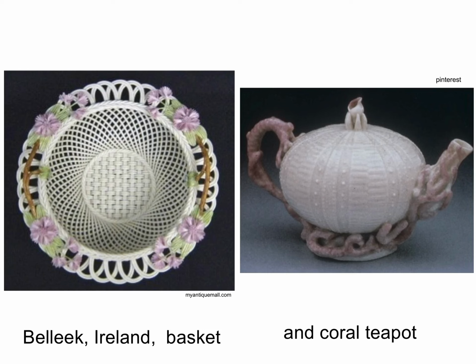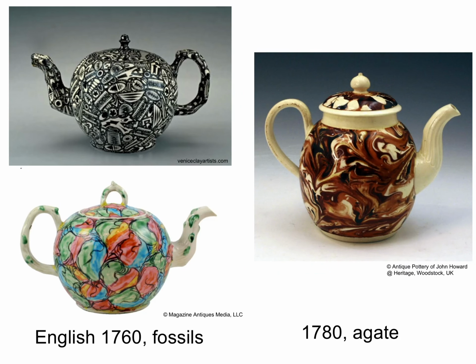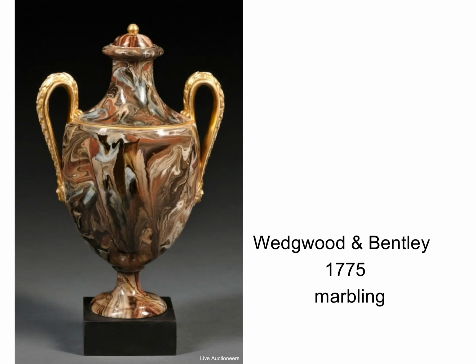I'm just presenting you with a lot of material, like this Belleek basket or this coral teapot. Belleek is a company working in Ireland, still making those objects to this day. So by exposing you to a variety of objects and people and styles and things, you may find curiosity for some of them and research it further, which is my intention. So this is an example of fossil ware or agate ware imitating rocks and those types of things. Again, an example of marbling here by Wedgwood and Bentley from 1775, imitating marble, imitating metal, all of it in ceramics.